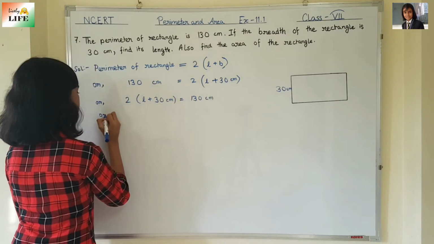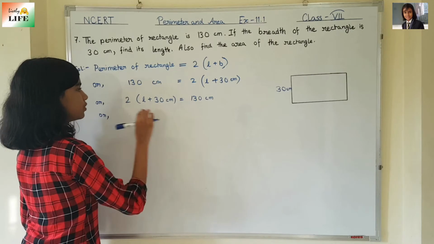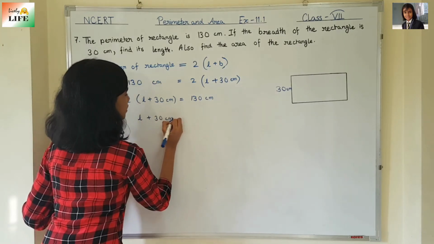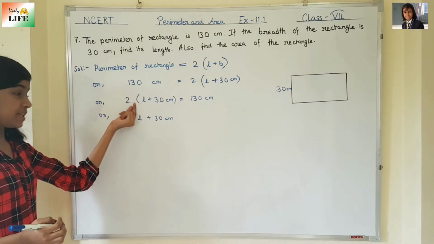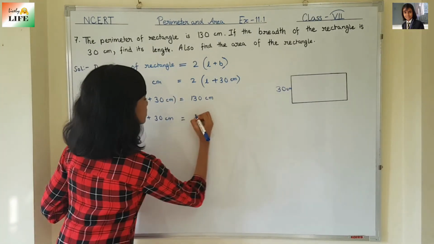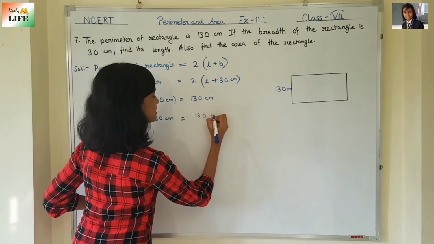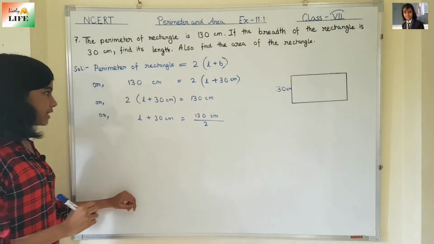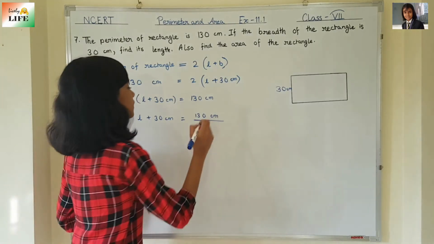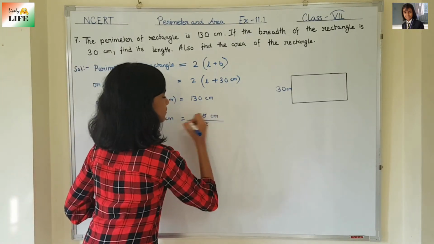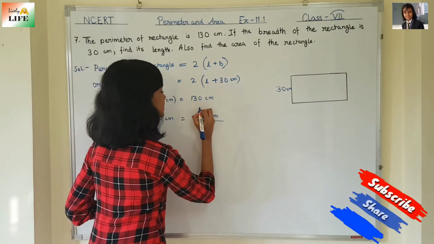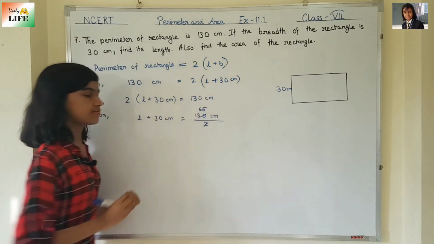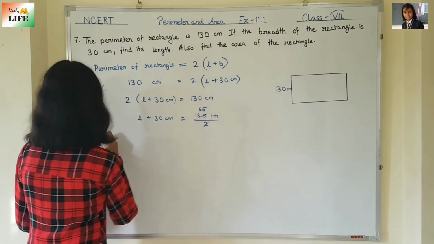Okay, 2 will go over here. So L plus 30 centimeter. Here it was into, right, multiplication. So here it will be division. 130 centimeter by 2, division. Right, because here was multiplication. Now 2 6s are 12, 2 5s are 10. Right?